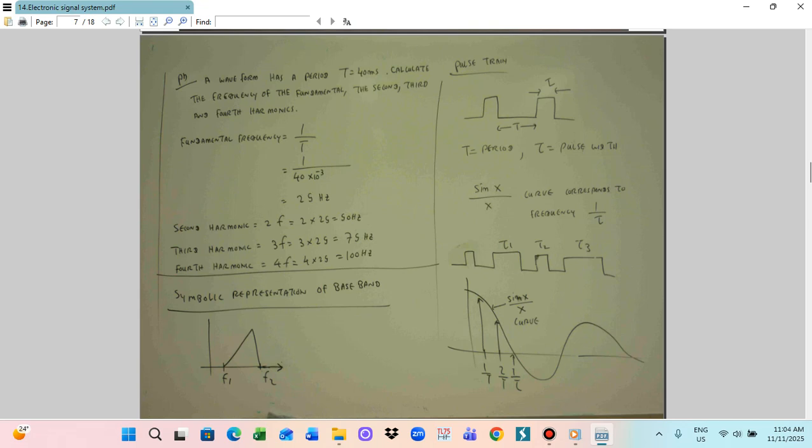Then you can calculate the second harmonic. The second harmonic is 2f, so 2 multiplied by 25 gives 50 Hz. And the third harmonic is 3 multiplied by f, so 3 multiplied by 25 is 75 Hz. And the fourth harmonic is 4 multiplied by f, which is 4 multiplied by 25, so you get 100 Hz. This way you can calculate the fundamental, second harmonic, third harmonic, and fourth harmonic.